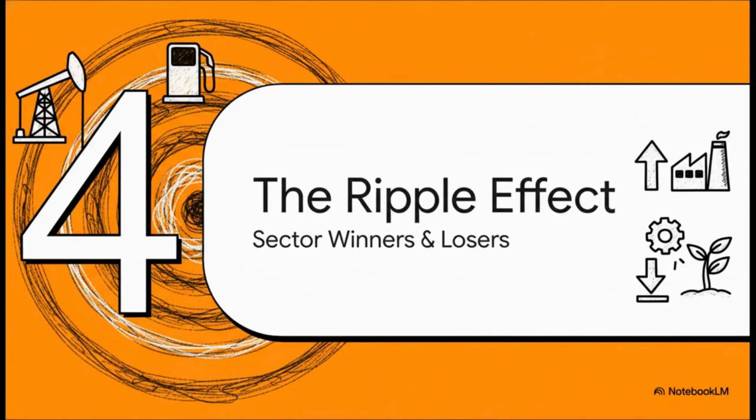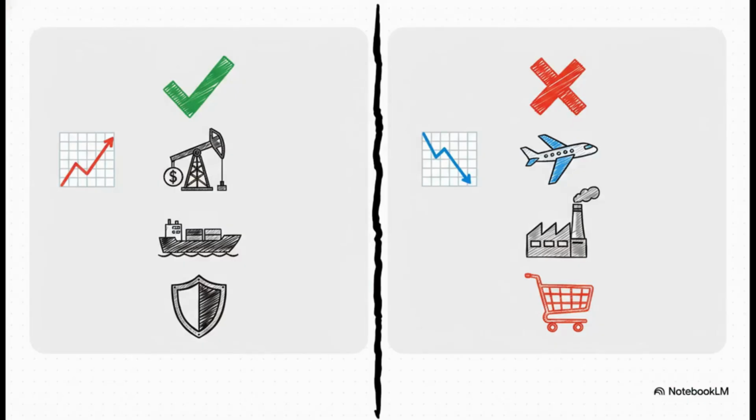But a shock this big doesn't hit everyone equally. It sends ripples across the whole economy, and it creates very clear winners and losers. As a consultant, figuring out who wins and who loses is the key to giving sharp, strategic advice. It's actually pretty straightforward. This kind of disruption is a huge opportunity for some and a total crisis for others.